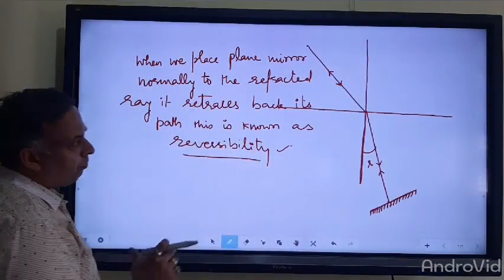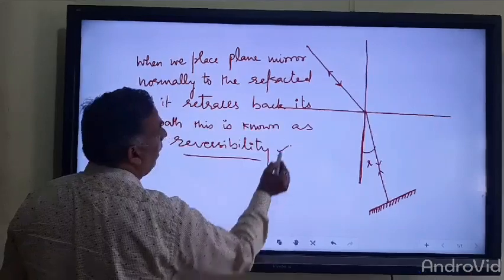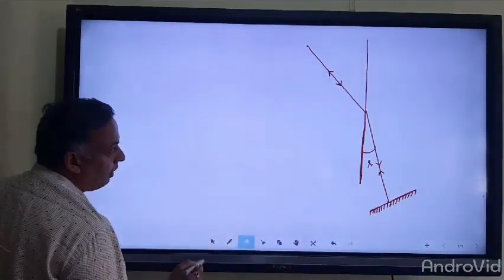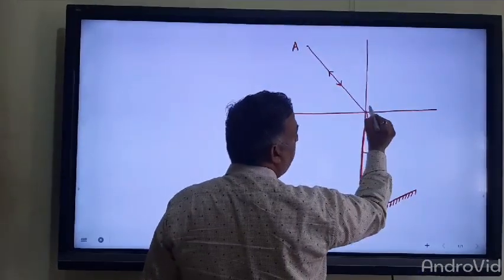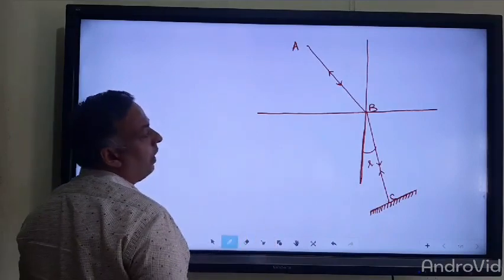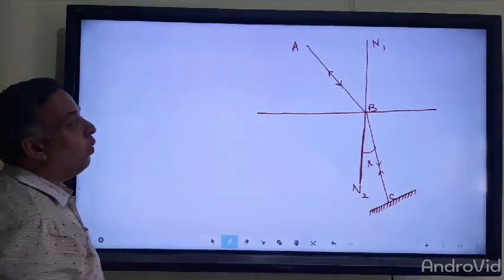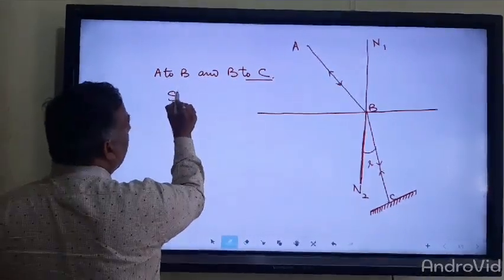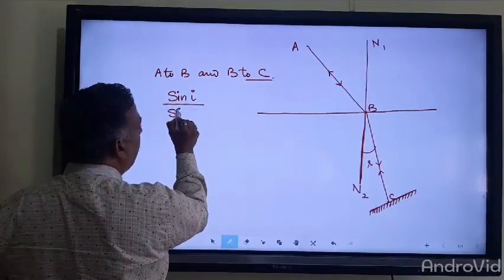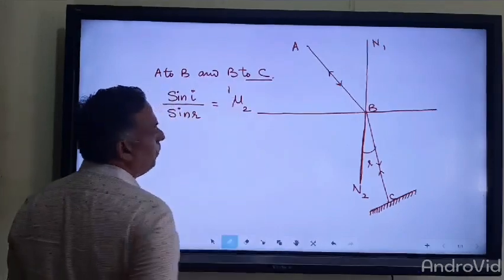If I show you how we denote it, for example, this is one of the phenomena: this is ray A, B and C, and N1 N2 is the normal. When the ray goes from A to B and B to C, sine of the angle of incidence upon sine of the angle of refraction is the refractive index of 2 with respect to 1.